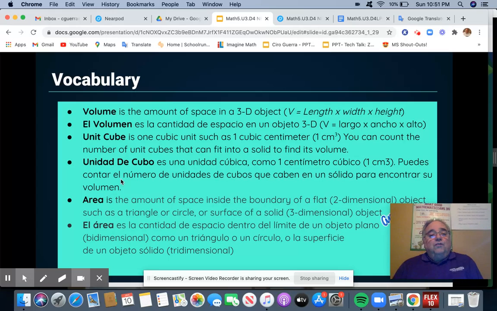We're going to be going over vocabulary. Vocabulary is very important, especially with what we are doing today and the rest of the week. You got to remember what volume is.